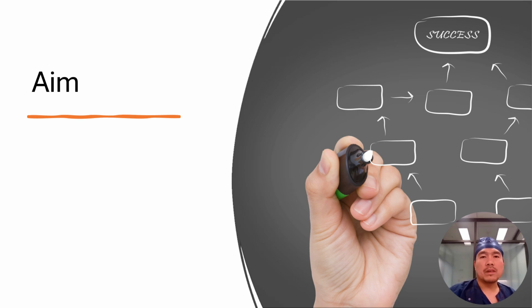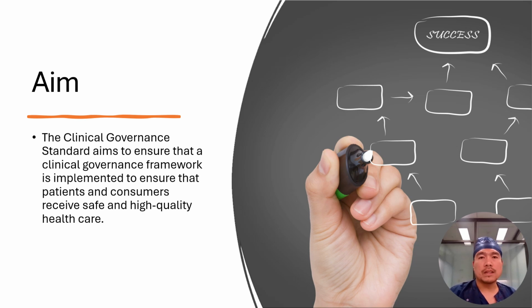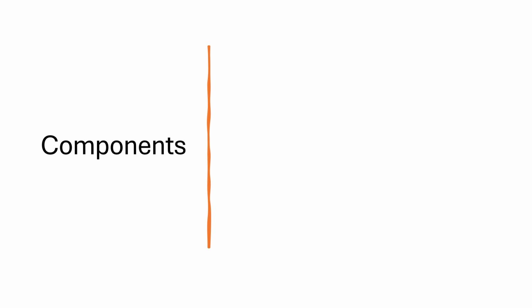Now, what is the aim of this standard? The clinical governance standard actually aims to ensure that there's a structure, there is a system in place and implemented to make sure that patients will receive safe and quality care. The clinical governance standard has its components or criteria. If you visit the site of the Australian Commission on Safety and Quality in Healthcare, or the Commission, you will find them there. We will be talking about all of them one by one.